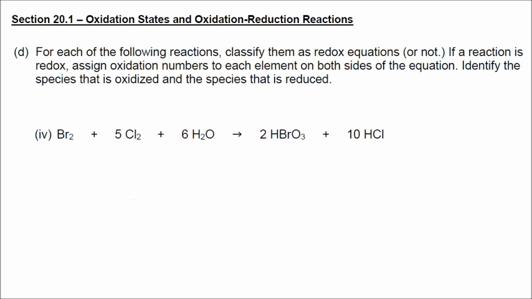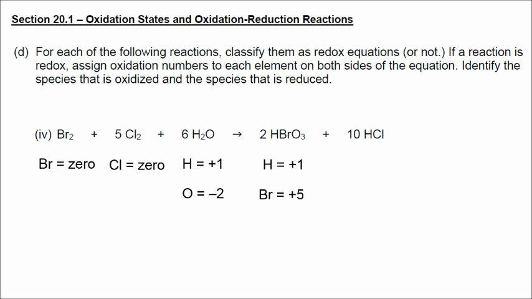And then finally, in this reaction, we know that bromine and chlorine are elements, so they're going to have oxidation numbers of 0. Water, again, H is +1, O is -2. Now we have, in this HBrO3 compound, so this is bromic acid, H is still +1, but since in the bromate ion, oxygen is more electronegative than bromine, bromine's going to have a positive charge, and it turns out to be +5. So clearly the bromine is changing, and of course the chlorine is changing as well.